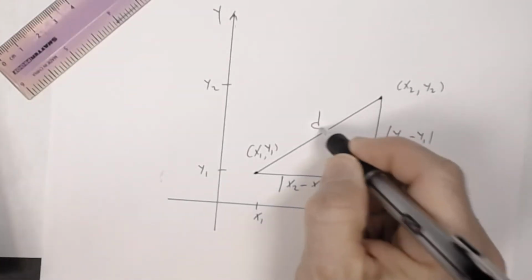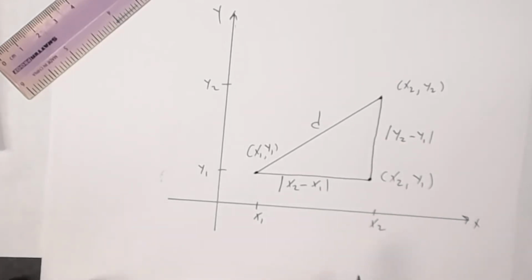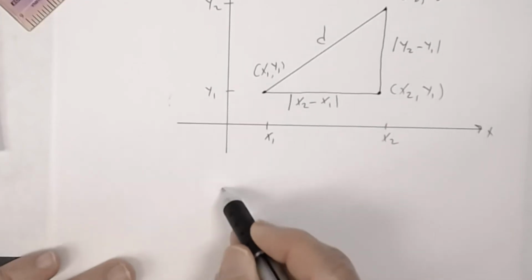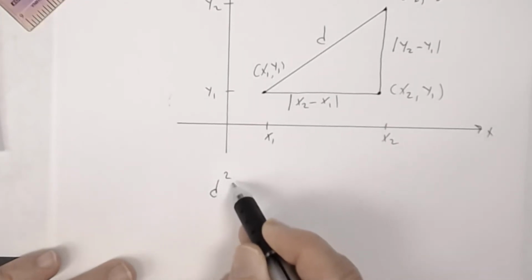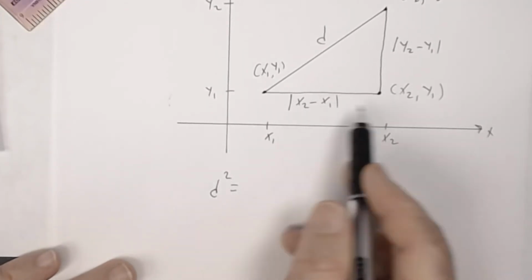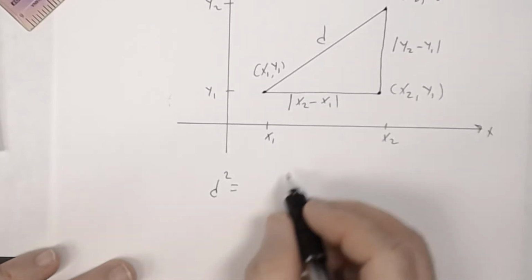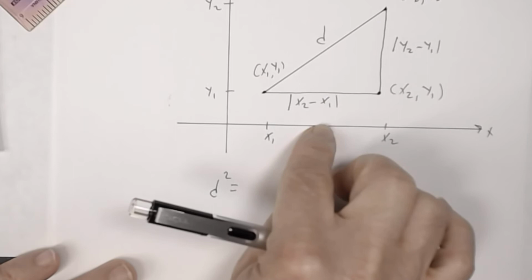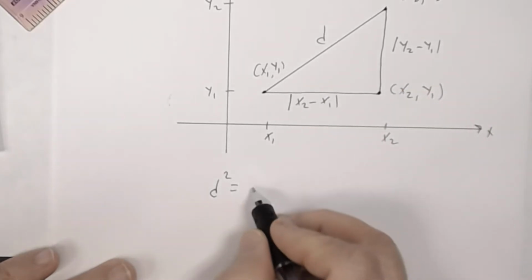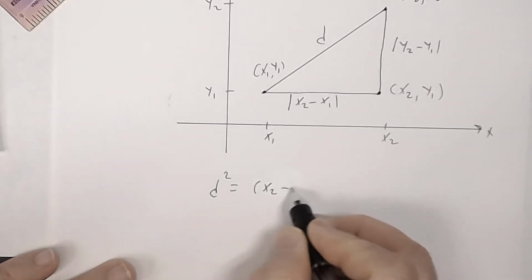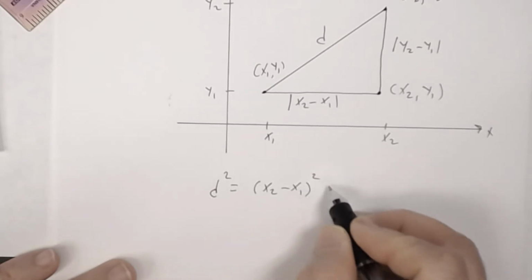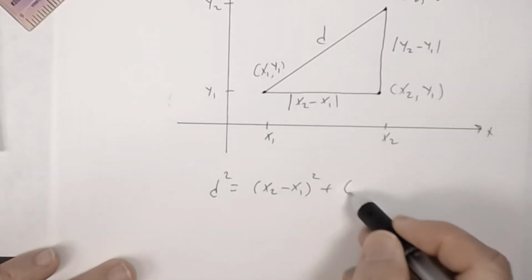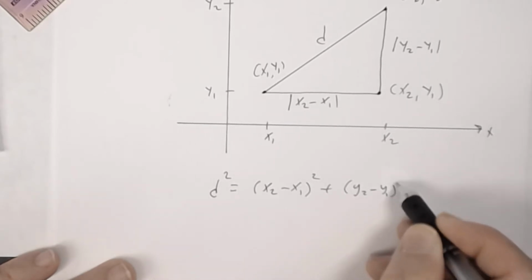So I'm going to call this D. So here's what we have. According to Pythagorean theorem, I have d squared equals each leg squared. Now, since I'm squaring, I don't need absolute values anymore because it's going to be positive anyway. So I'm going to have x2 minus x1 squared. So that's this leg squared. Plus, and then this leg squared, y2 minus y1 squared.